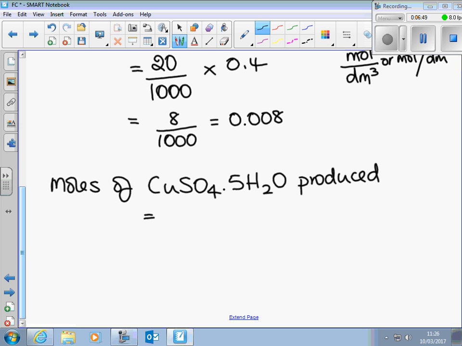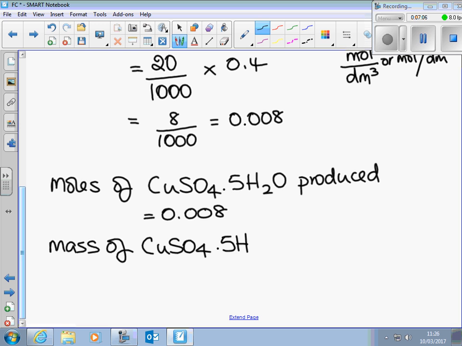run out of space, 0.008. But what will it weigh? I'll say predicted, because you can actually weigh it next week. Okay. Well, 1 mole of CuSO4.5H2O has a mass that we've got to work out.